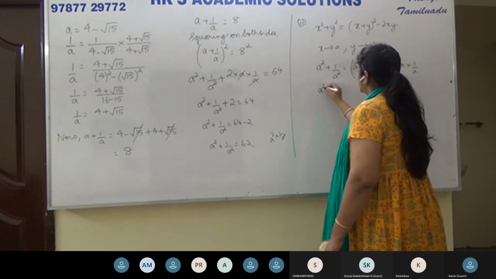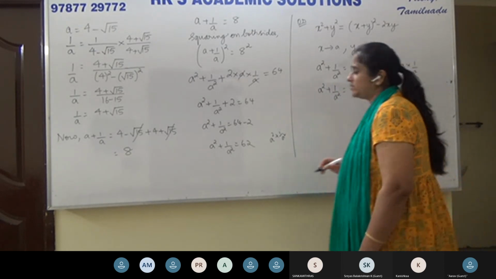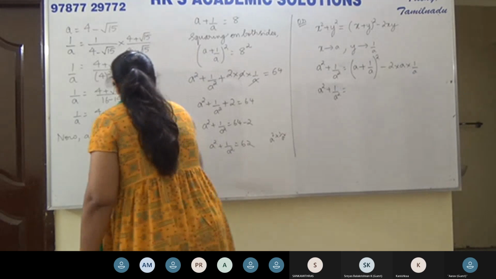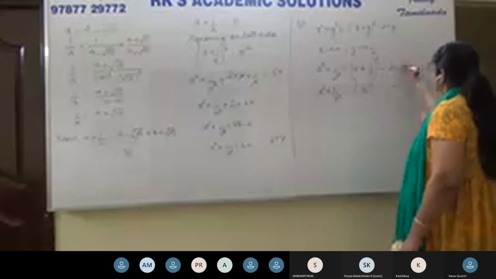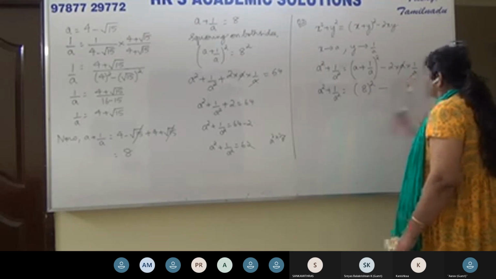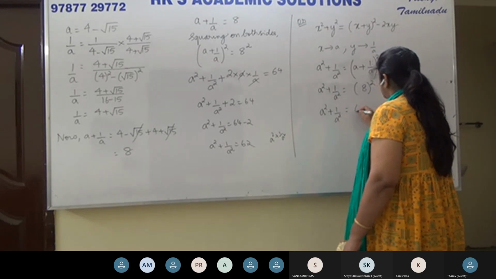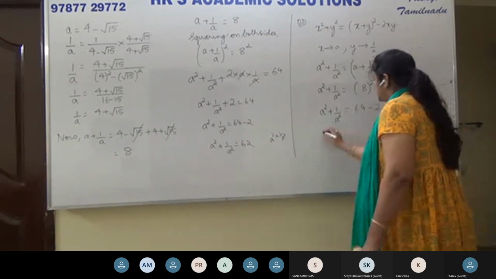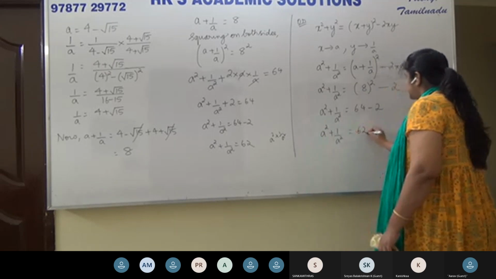Now substitute. a square plus 1 by a square is equal to, what's the value of a plus 1 by a? We found here, 8. So it will be 8 square. This is 8 square minus, a gets cancelled, so minus 2. So a square plus 1 by a square is equal to 64 minus 2. a square plus 1 by a square is equal to 62.